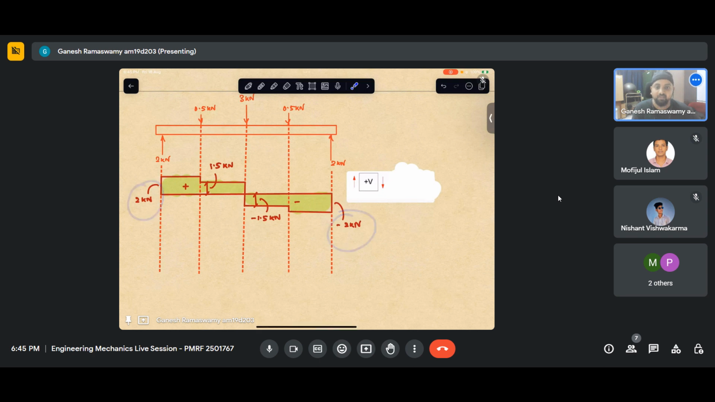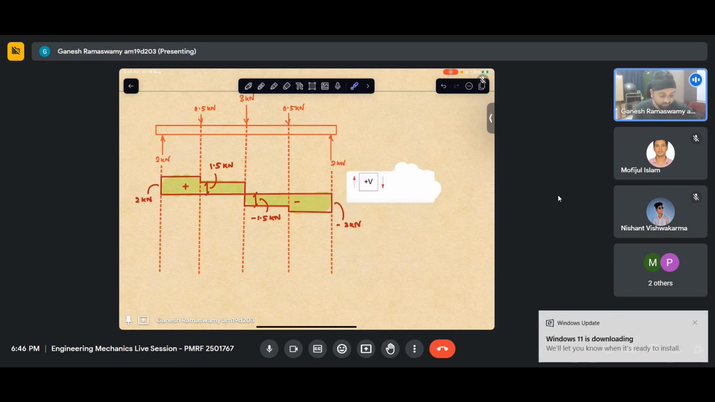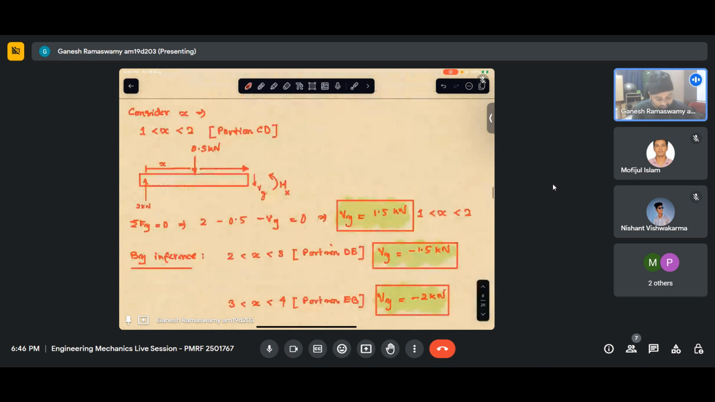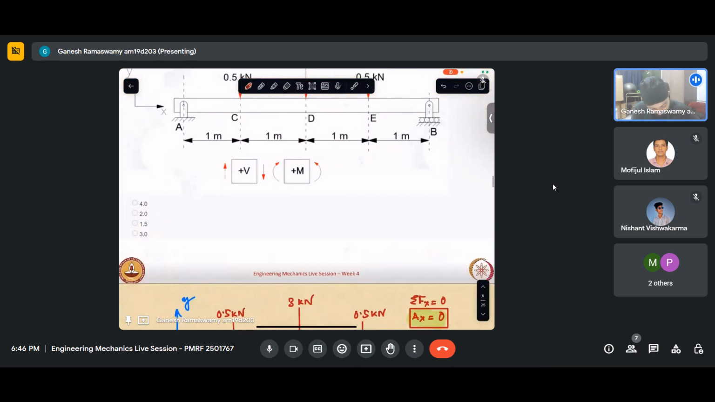In case it is not the same, according to our question, we have been asked what is the magnitude of the maximum shear force. So if, let us say, this was 3 and minus 3, then this would have been our maximum shear force, and we need to report the magnitude of that, which would have been 3. In this case, our maximum shear force is 2 and minus 2 are one and the same. So essentially, we have the maximum shear force as 2 kilonewton because we have been asked for the magnitude.